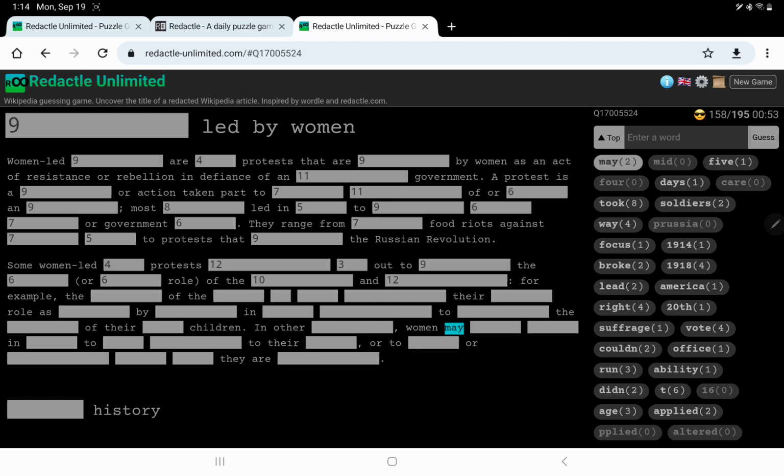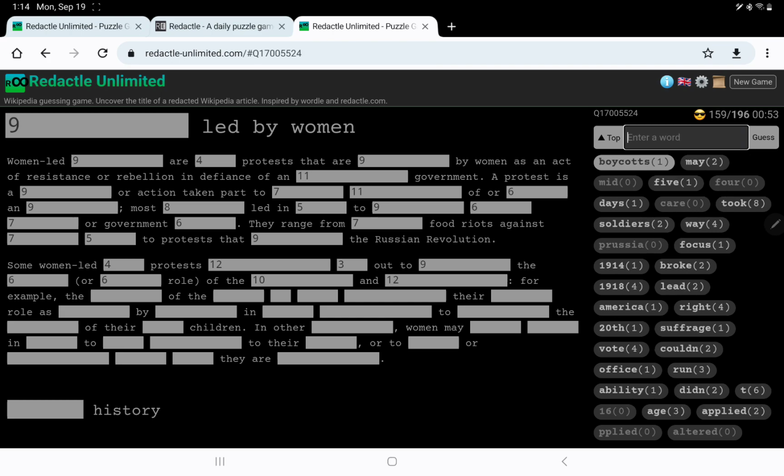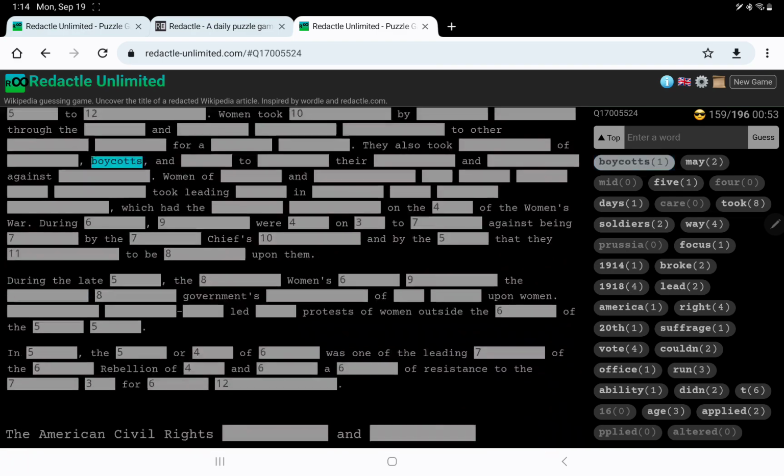Well, I couldn't think of any 9-letter word myself. This 4-letter word too is really bugging me. It must be an adjective, or something protests. And then I tried organized, both spellings that are 9 by women as an act of resistance or rebellion that are. Anyway, I did look for synonyms of protest. The only one I'm seeing that could possibly be it is boycotts. And I should have thought of that, knowing the etymology of it, but let's try boycotts.